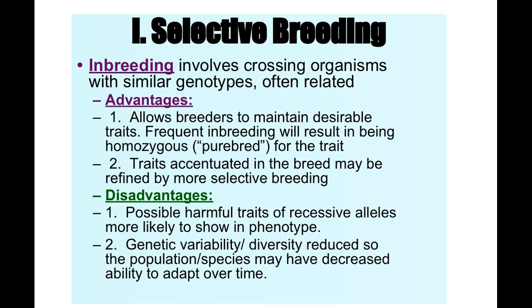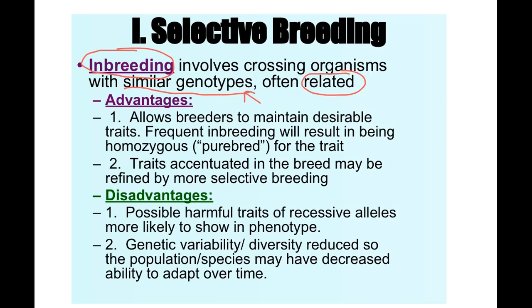Okay, and now the other type of selective breeding, which is not outbreeding, but inbreeding. That's when you're crossing 2 similar organisms with very similar genotypes, which means they have very similar genes. These organisms are often related. So we're not talking about people here. We're talking about farm animals, plants, things like that.